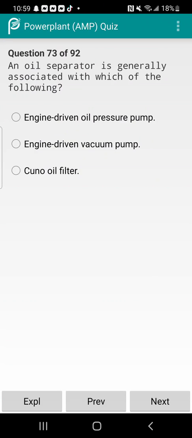An oil separator is generally associated with which of the following? Engine-driven vacuum pump.